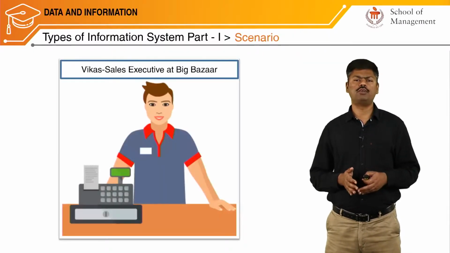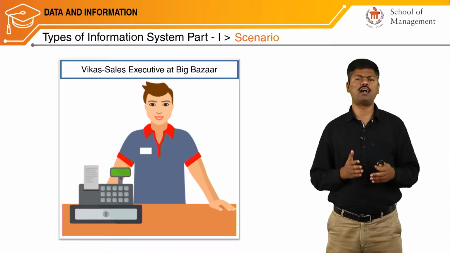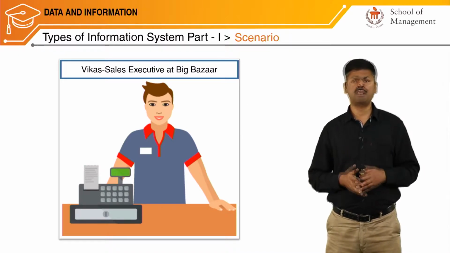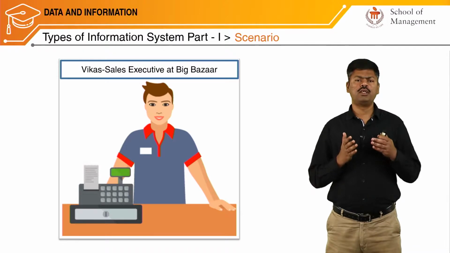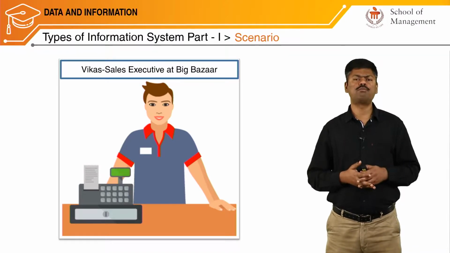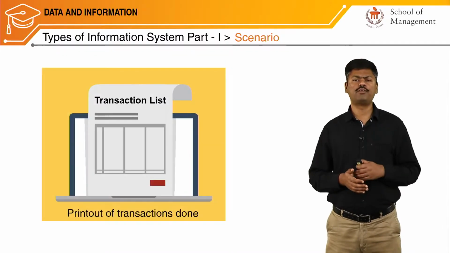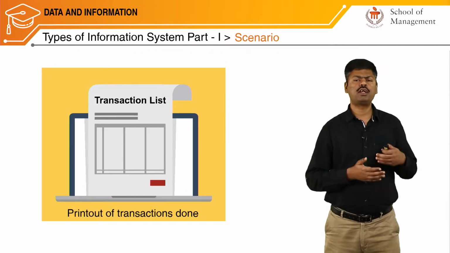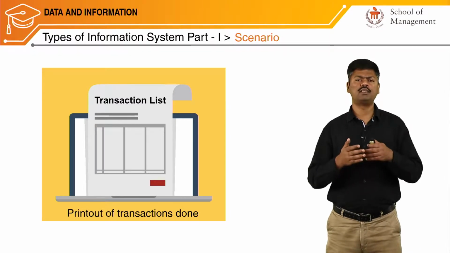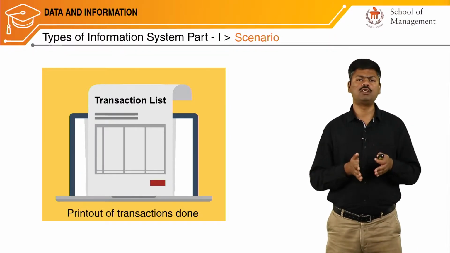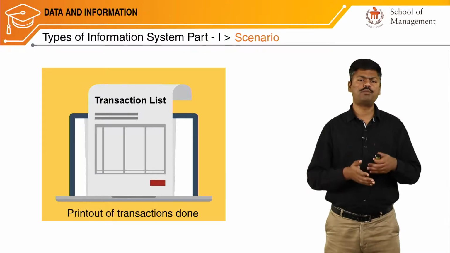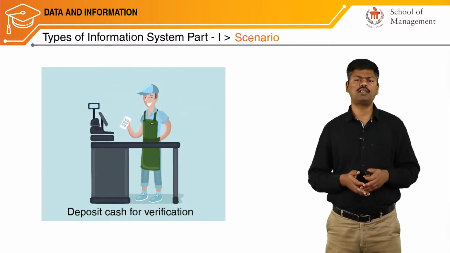So we'll start with a scenario where there is a guy called Vikas who is a sales executive at the Big Bazaar. His responsibility is to stand behind the point of sale, a billing counter, and generate the bill for the consumers. At the end of the day, he has to go back to his manager and prepare a transaction list which has been done through the machine he was connected to, take a printout of it, and go to his manager and deposit the cash for verification.